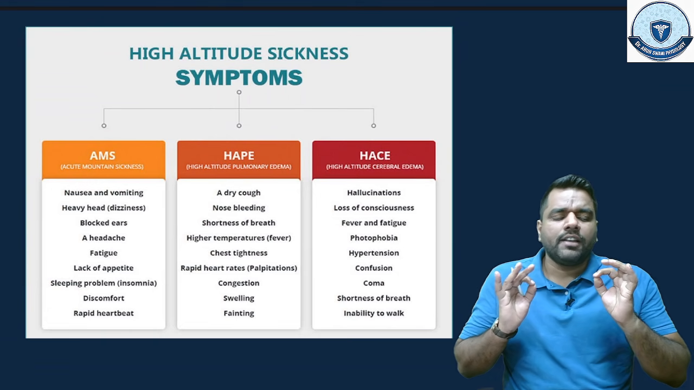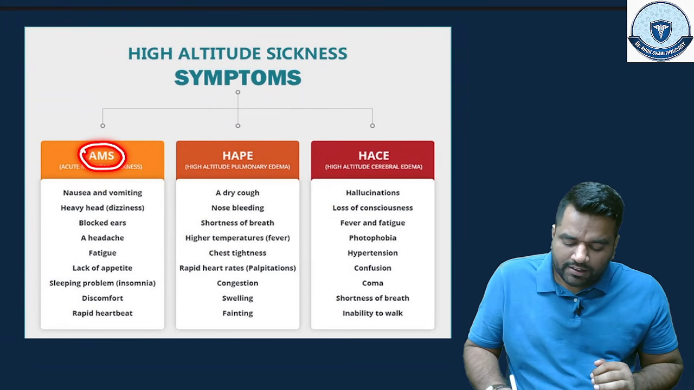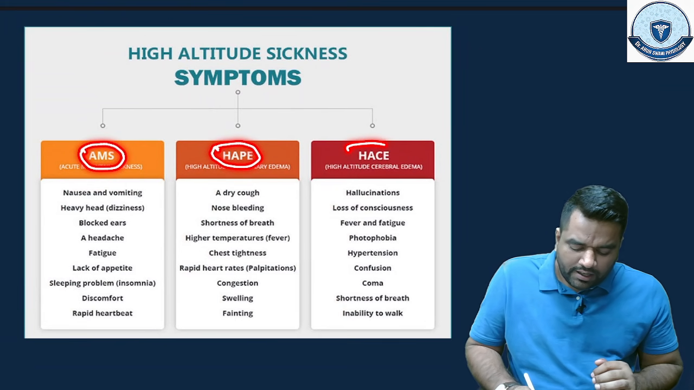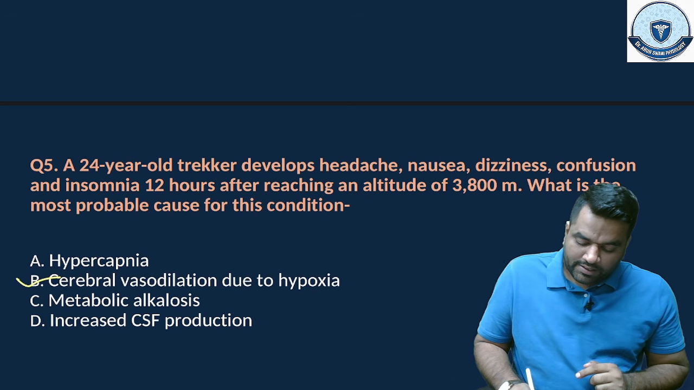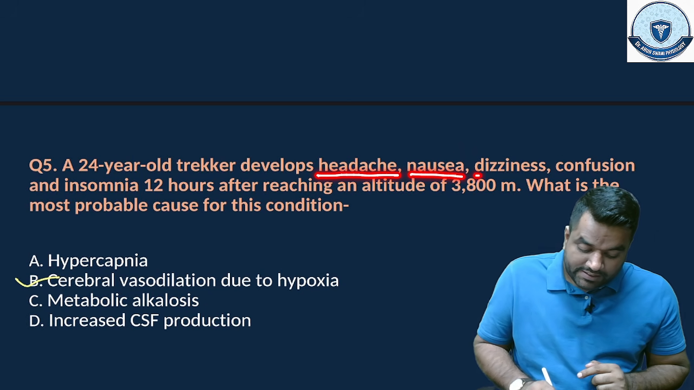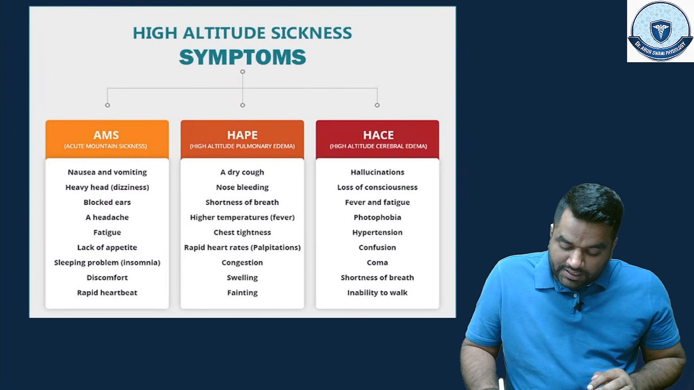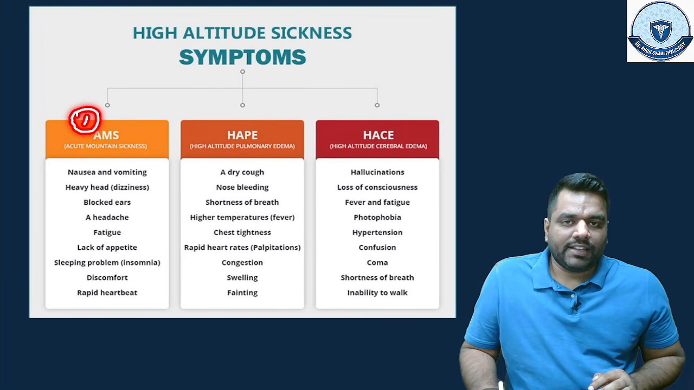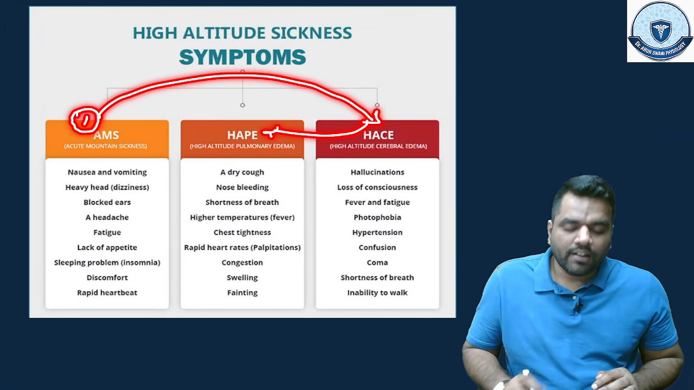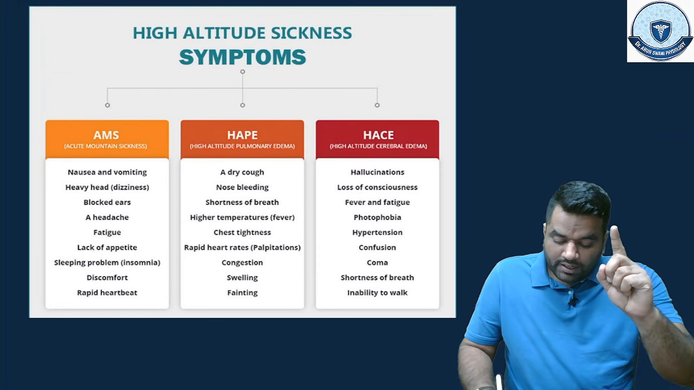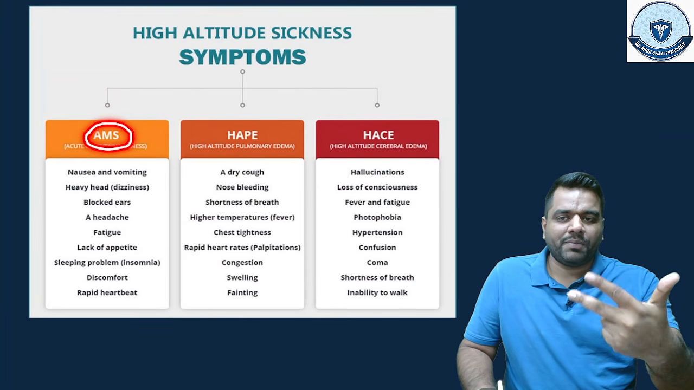So you will always get the idea from these symptoms whether he is talking about acute mountain sickness, high altitude pulmonary edema, or high altitude cerebral edema, right? So you can see in this MCQ, there is headache, nausea, dizziness, confusion, and insomnia. Guys, please pay attention. First acute mountain sickness starts, then followed by high altitude cerebral edema, and then followed by high altitude pulmonary edema. So the person was already having acute mountain sickness, headache was there, dizziness is there, insomnia is there, right?